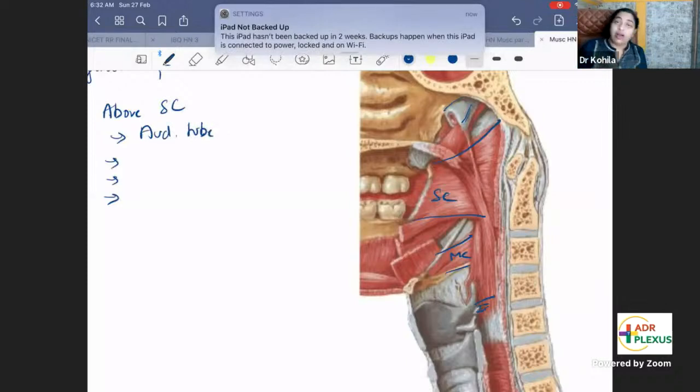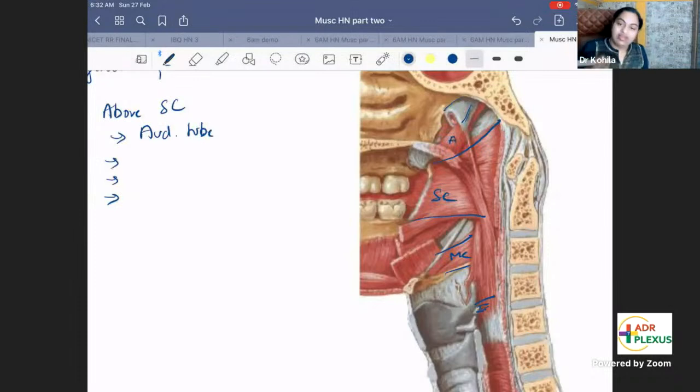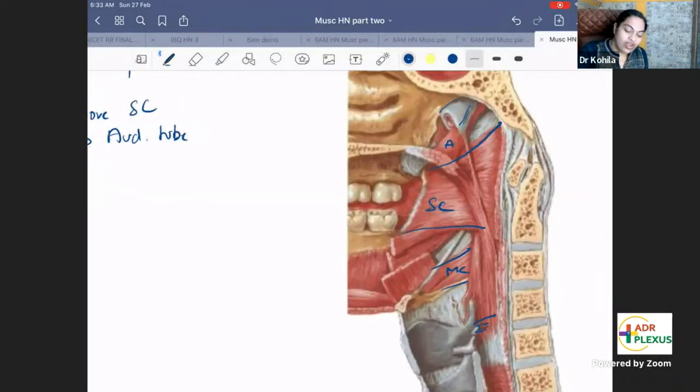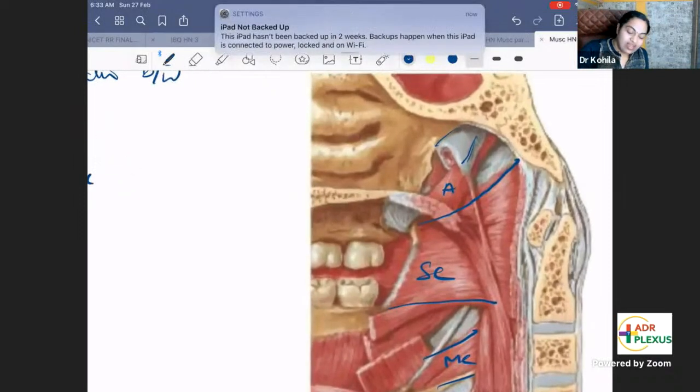What is the muscle accompanying the medial aspect of the auditory tube? A here. That's what I want you to orient. Just see here. What is the other name for tensor veli palatini?